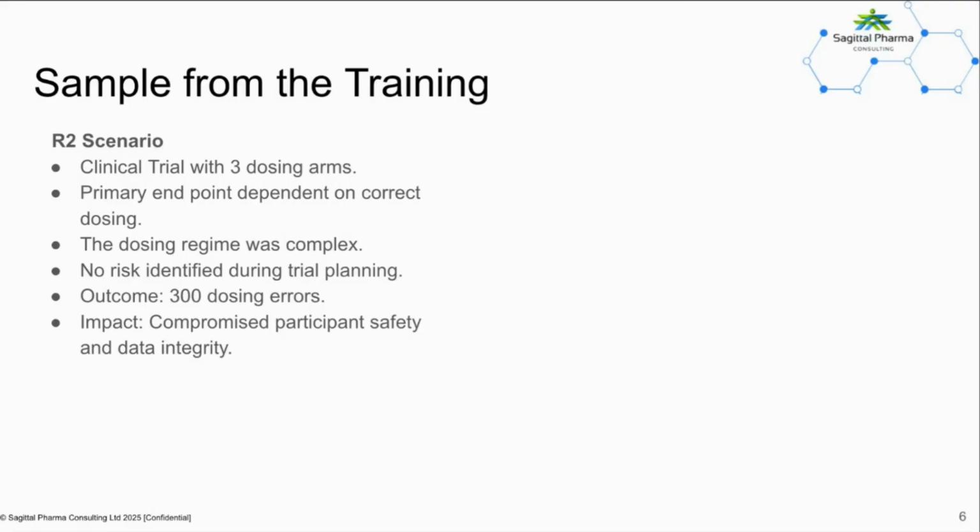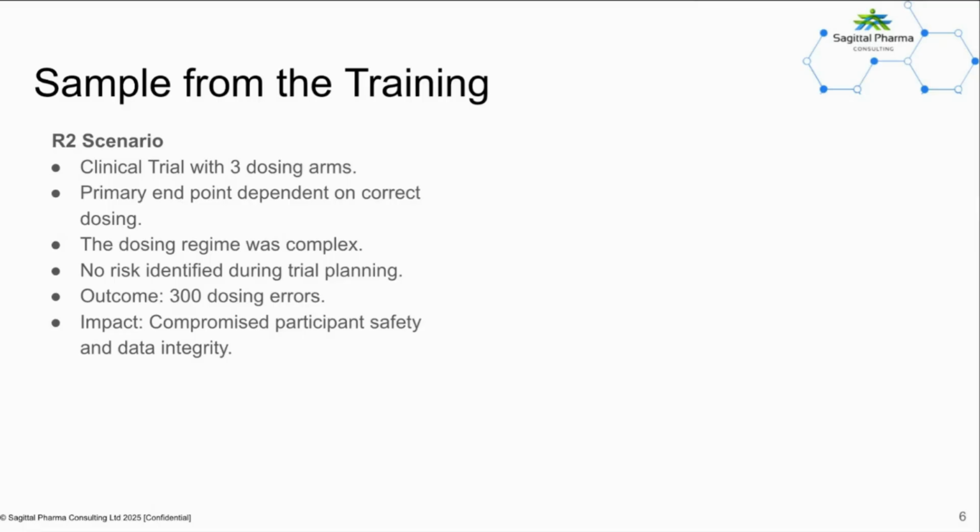In this clinical trial, there were 3 dosing arms. Participants were to be randomized to receive a low, a medium, or a high dose of the investigational product. The primary endpoint, the main measure of the trial's success, was directly linked to whether participants received the correct dose. So accuracy in dosing was absolutely critical to both participant protection and data validity.